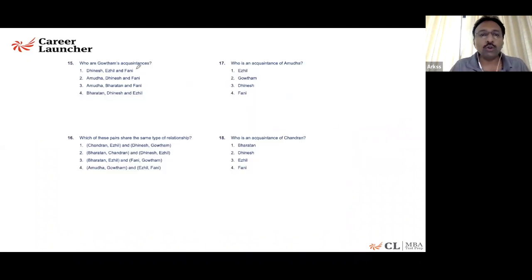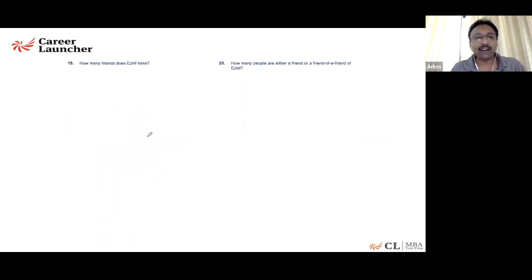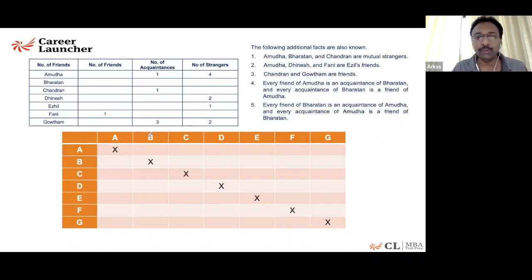Look at the questions. Who are Gautam's acquaintances? Who is an acquaintance of Amuda? Who is an acquaintance of Chandran? Or what pairs are there? How many friends does Azil have? All these things will become important. Let's solve one by one.